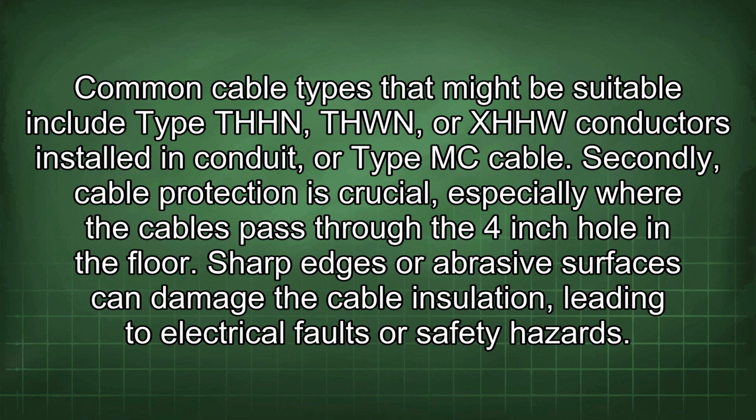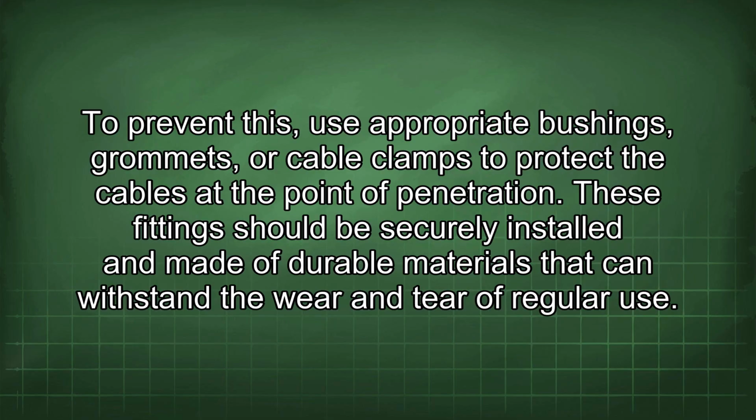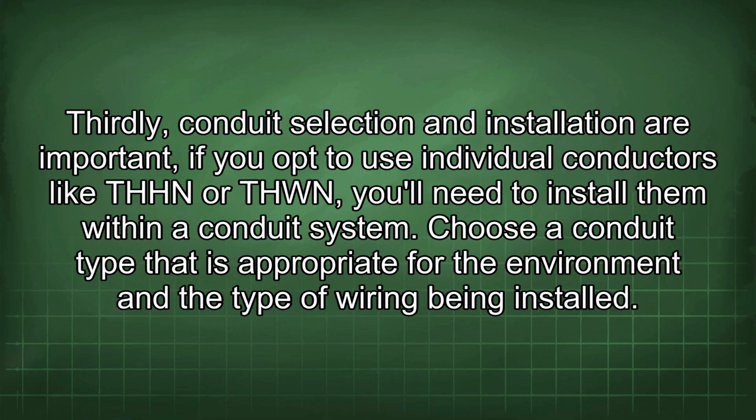cable. Secondly, cable protection is crucial, especially where the cables pass through the 4-inch hole in the floor. Sharp edges or abrasive surfaces can damage the cable insulation, leading to electrical faults or safety hazards. To prevent this, use appropriate bushings, grommets, or cable clamps to protect the cables at the point of penetration. These fittings should be securely installed and made of durable materials that can withstand the wear and tear of regular use.